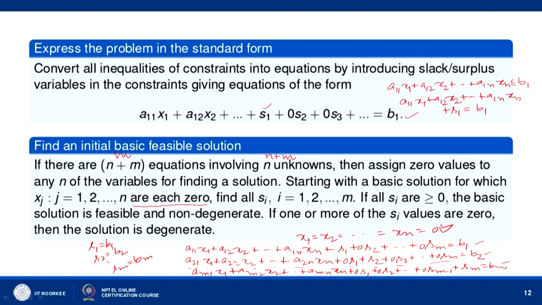Now, since we have already made right hand sides of these constants B1, B2, Bm positive, the values of S1, S2, Sm will always be greater than or equal to 0. So, we will get x1, x2, xn equal to 0, S1 equal to B1, S2 equal to B2, Sm equal to Bm. So, we have xj greater than or equal to 0 for all j, and Si greater than or equal to 0 for all i.